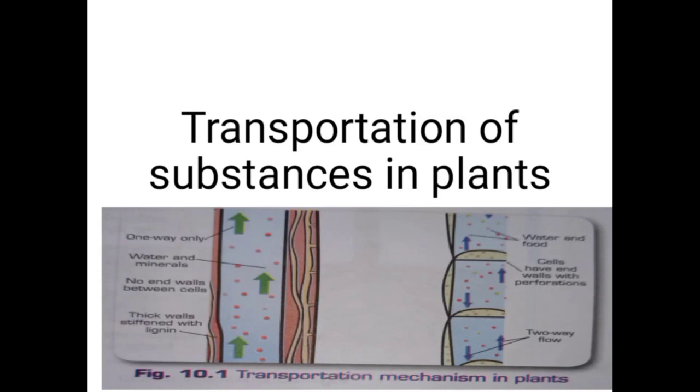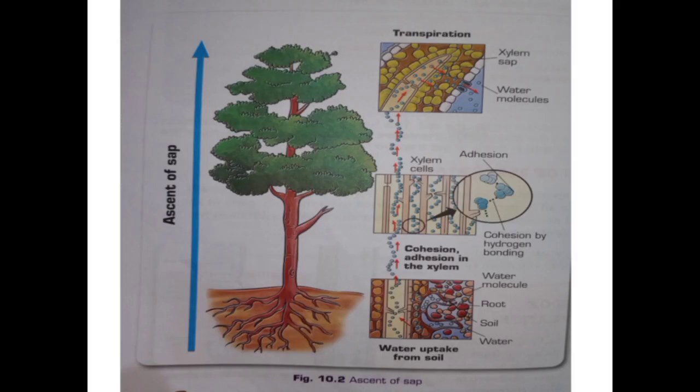The food that is prepared by the leaves needs to be transported to the different parts of the plant. The water and mineral salts are absorbed by the roots and transported to various parts of the plant like stem, leaf, and flower. Xylem is a vascular tissue that is responsible for the conduction of water and minerals in a plant. Xylem thus transports water and minerals from the roots to the leaves.